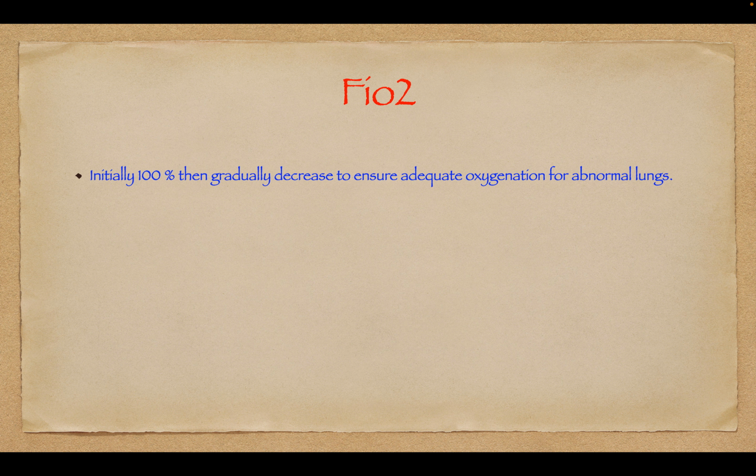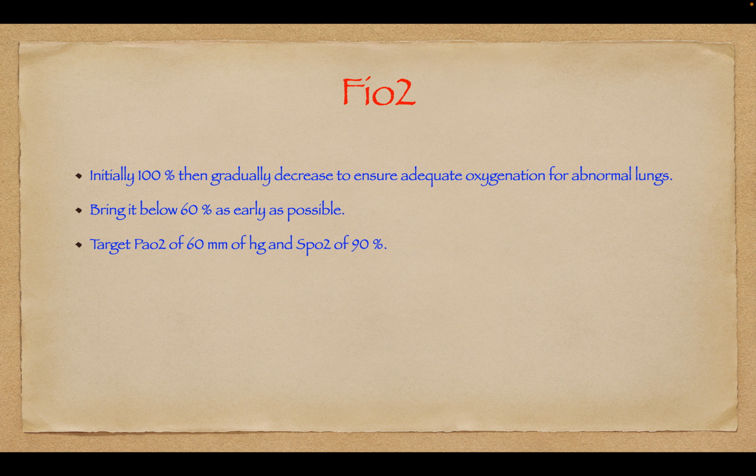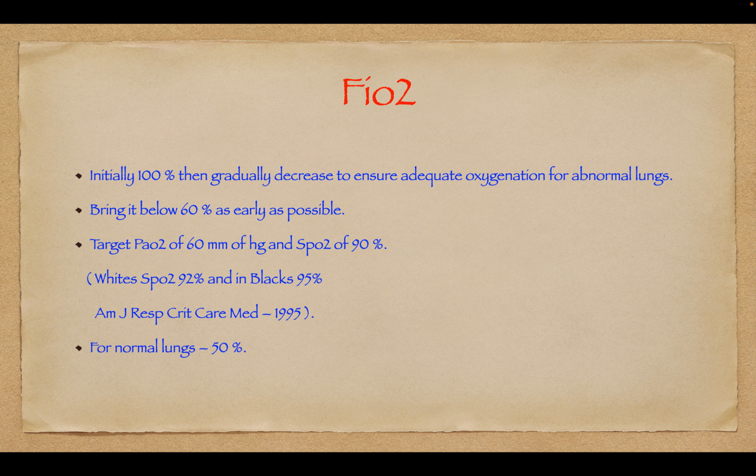As far as FiO2 is concerned, initially it is 100%, and then it is gradually decreased to ensure adequate oxygenation. For abnormal lungs, bring it down to 60% as early as possible. The target PO2 may not be 100 or 150, but it can be as low as 60, which corresponds to a saturation of 90%. We may not actually target over-oxygenation. And this is demographic data, where whites have an SpO2 of 92% and blacks 95%.